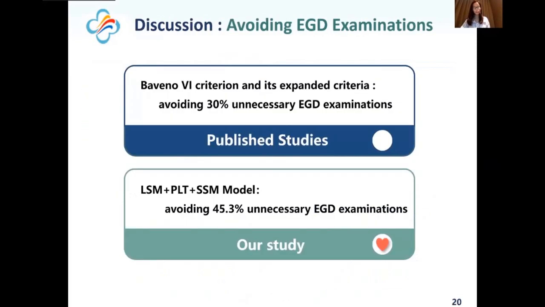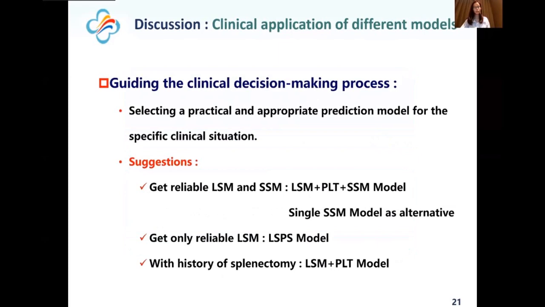Compared with the Baveno 6 criterion and its expanding criteria, the LSM, SSM plus PRT model in our study could help to avoid more unnecessary EGD examinations. We built up 4 prediction models for HRV in this study. The predictor and performance of each model was quite different.